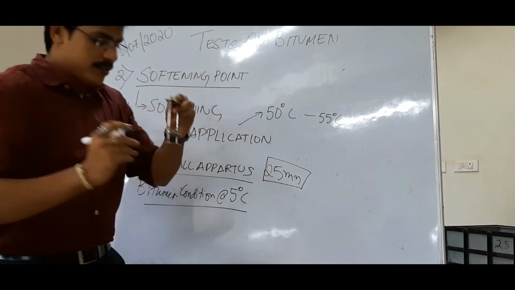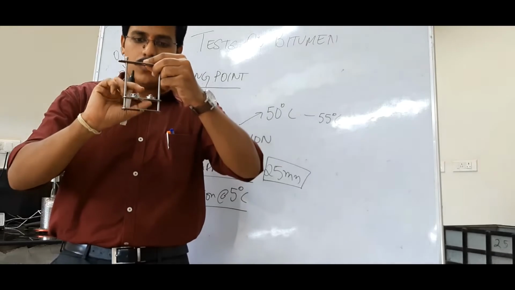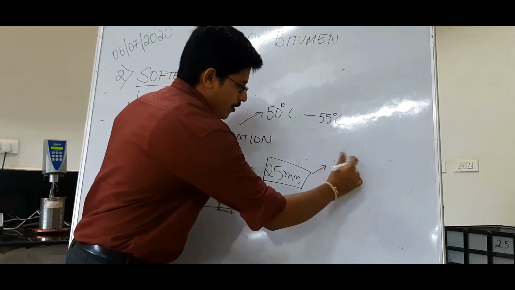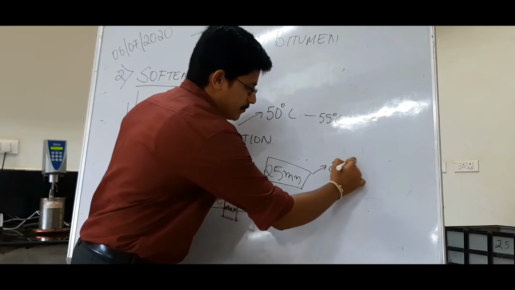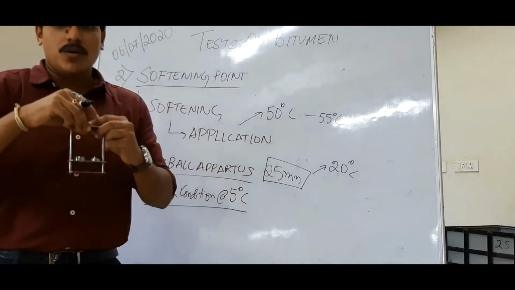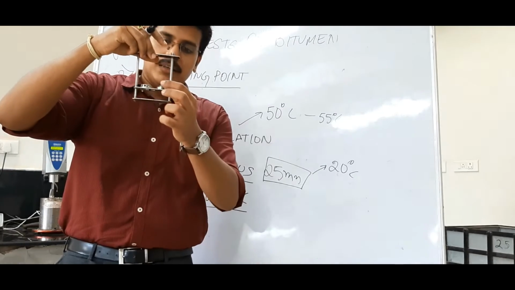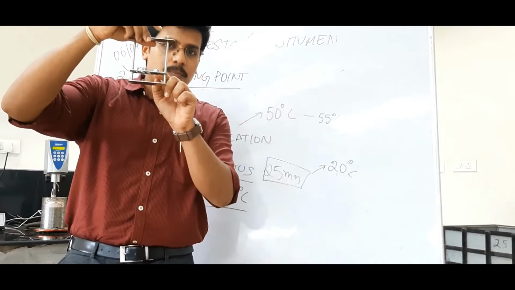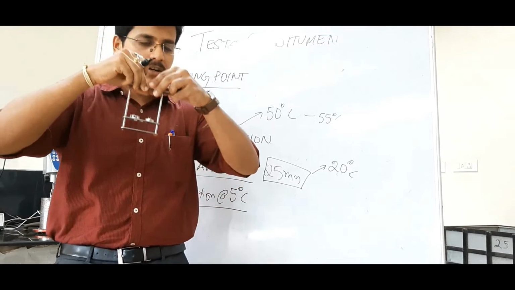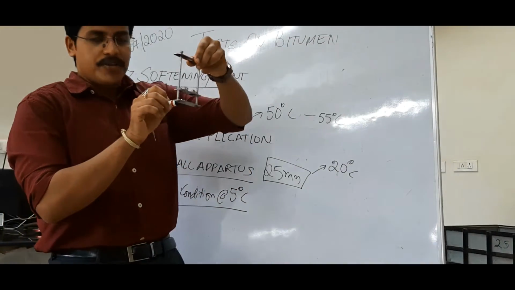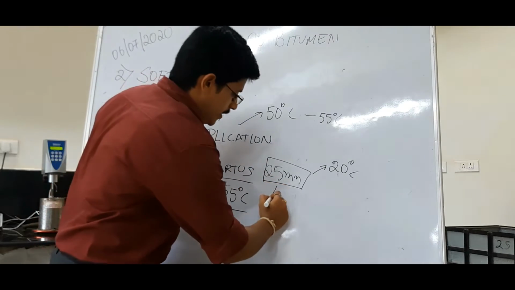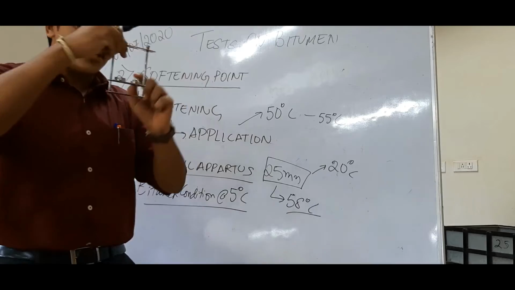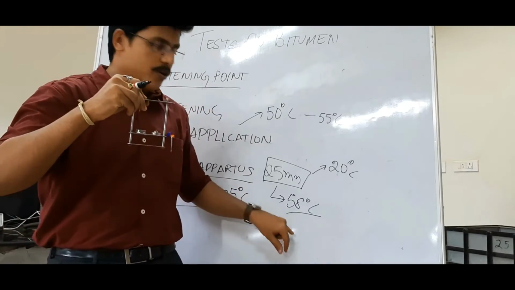Now let's say when you start a test, the temperature of water is around 20 degrees. Slowly, when you start heating, the bitumen gets softened and softened. At some temperature, this will touch the bottom plate. We note the temperature on the thermometer at which it touches. That is basically the softening point. Let's say 58 degrees. If the ball touches the bottom at 58 degrees, then this is the softening point of bitumen.